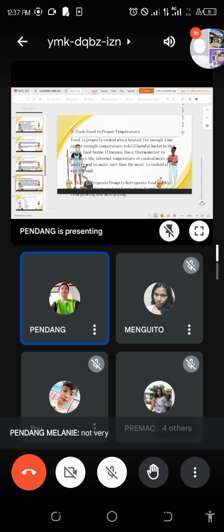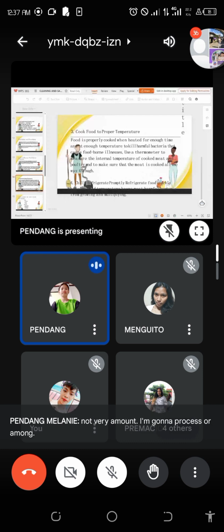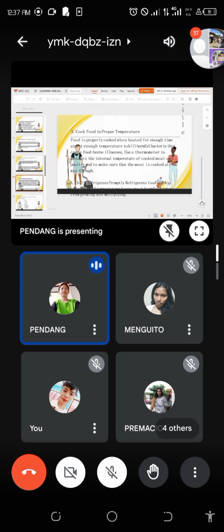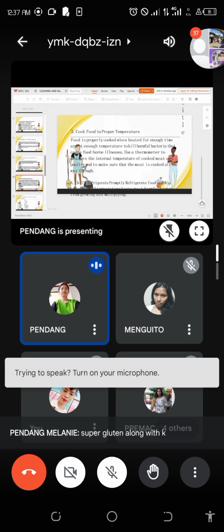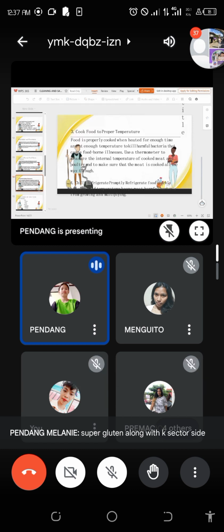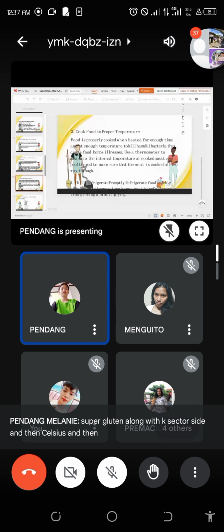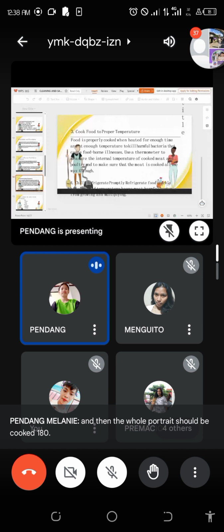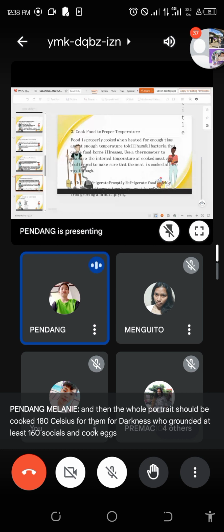For meat, it must be cooked to the right temperature. Cook beef and steak to at least 145 degrees. The whole poultry should be cooked to 180 degrees, ground meat to at least 160 degrees, and cook eggs until the yolk and white are firm and not runny.